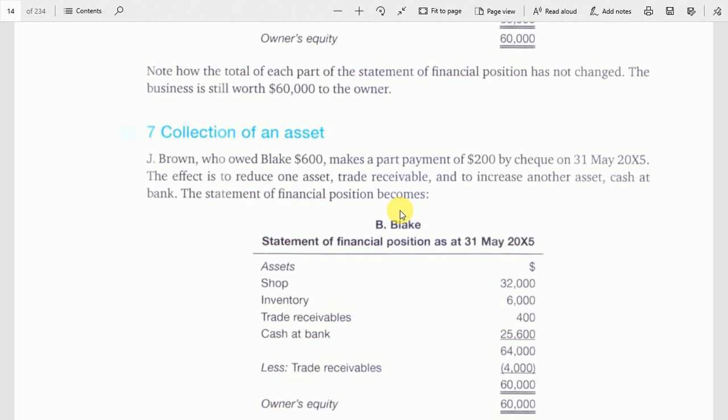So one asset increases because you receive cash, and the other asset which you previously accounted for as account receivable now decreases because you have actually received the cash. So this transaction is going to settle this way.